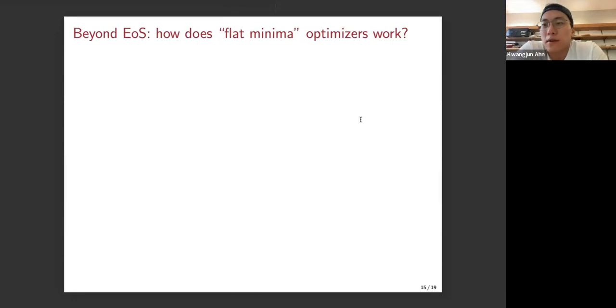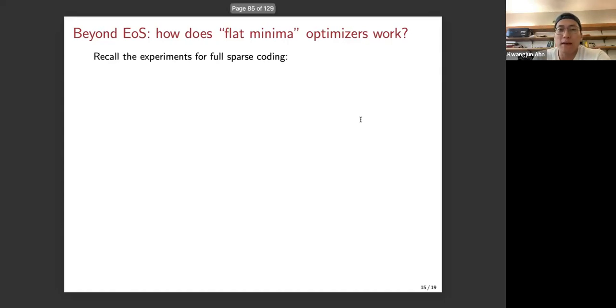Okay, so let me move on to the second part of the talk. Beyond edge of stability, I'm going to talk about some flat minima optimization. Flat minima optimization is a very popular technique in modern machine learning optimization.